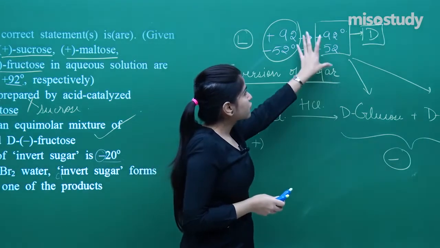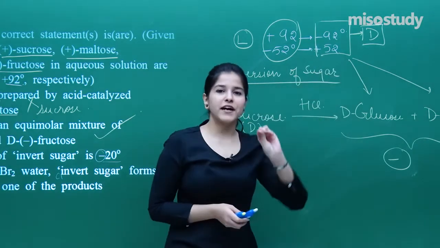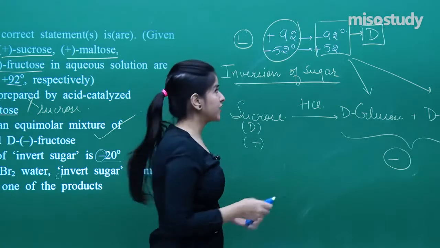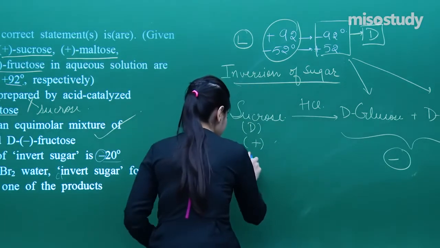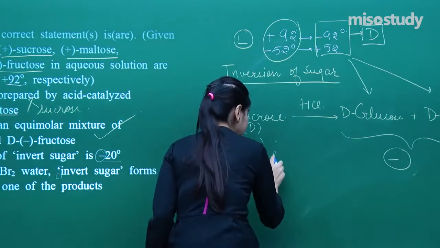So I need to actually take these values and then find the specific angle of rotation. So what will it be? So let us just find out the specific rotation for the entire mixture.